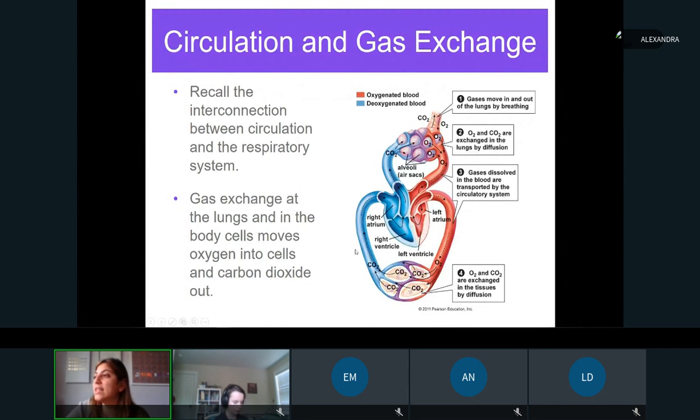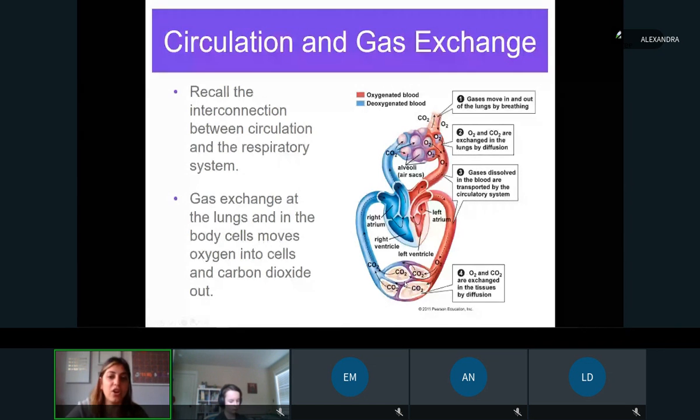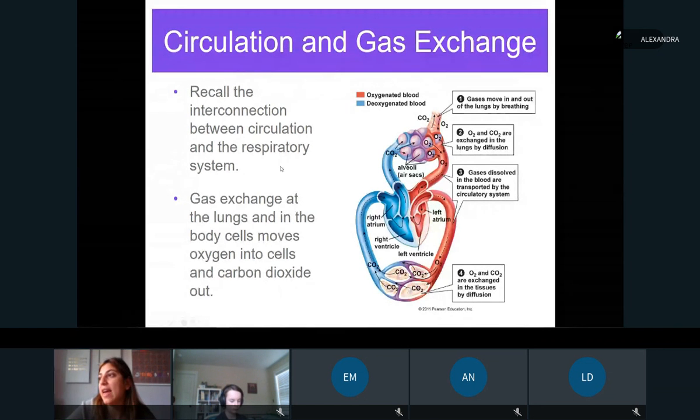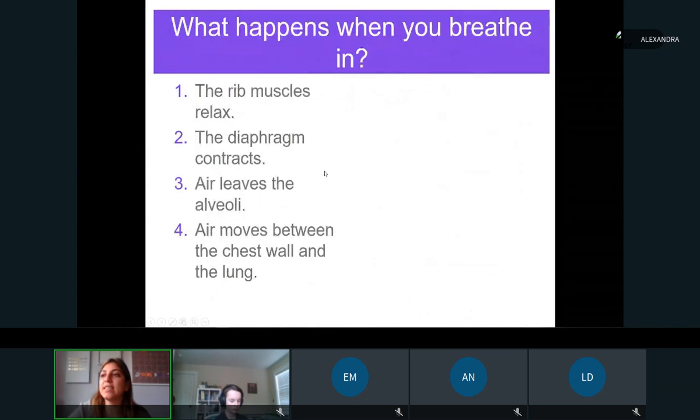But going back to how the circulation and the gas exchange work, they work together. Your heart is constantly pumping blood in and out of your lungs and to the rest of your body. And that creates this very in tune system.